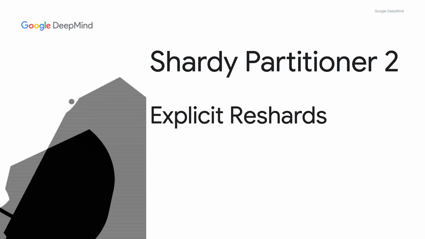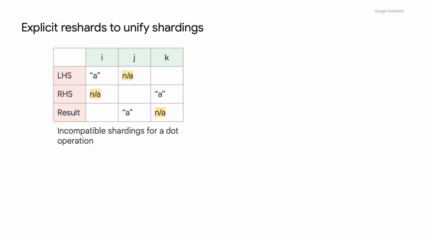And the second key component is how we resolve the conflicts in the partitioner, where we insert an explicit reshard. Let's say after the propagation, we have conflicts to be resolved by the partitioner. In this example, we have sharding axis A along 3 different dimensions, along 3 different factors in 3 tensors.